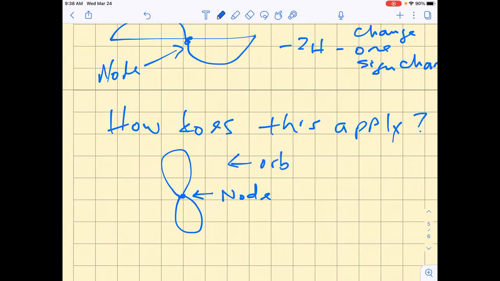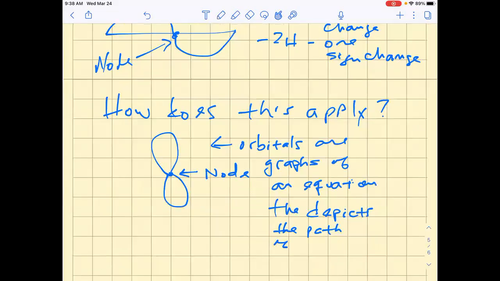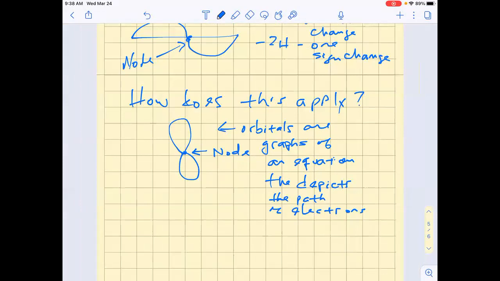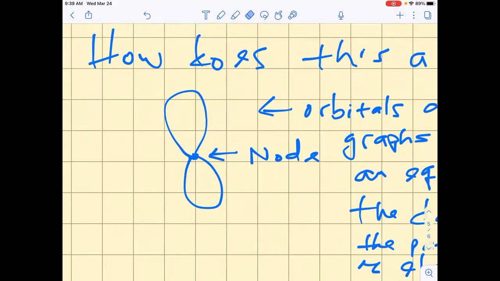So orbitals are actually graphs of equations. All right, so it's not tangible. It's just a graph of an equation that depicts the path of an electron. Right, so when you think about a p orbital, and you think about it being an equation, equations can have a sign, right? It can be positive or it can be negative. And so when you think about the p orbital, the node is where that equation passes through zero.